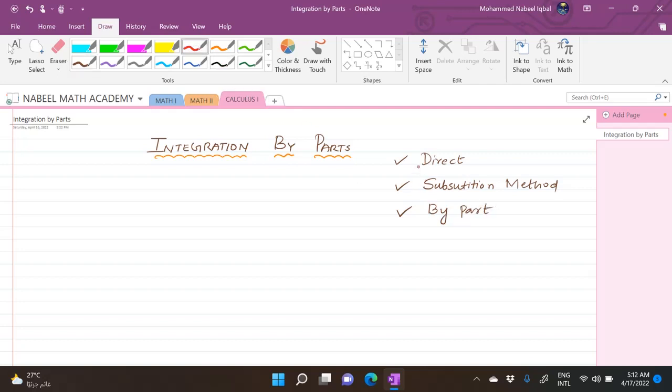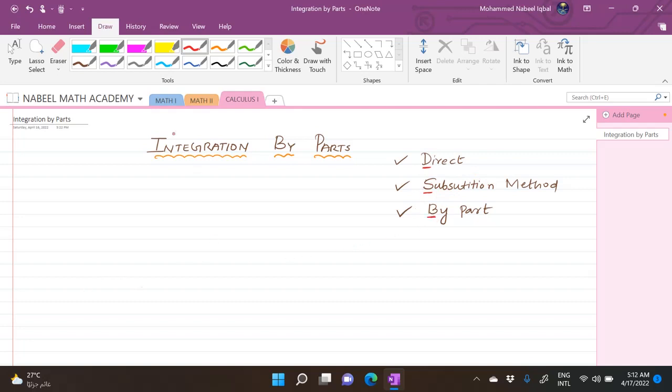You should not go directly to integration by parts. First you have to check with the direct method. If it is not possible, then you have to go with the substitution method. And if it is not possible in the substitution method, then go to integration by parts.